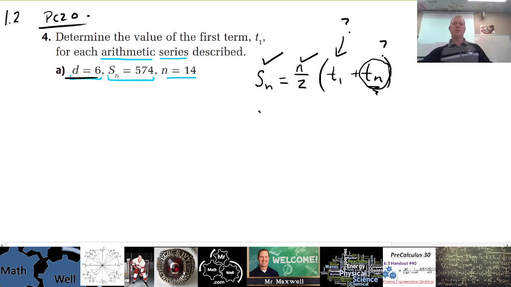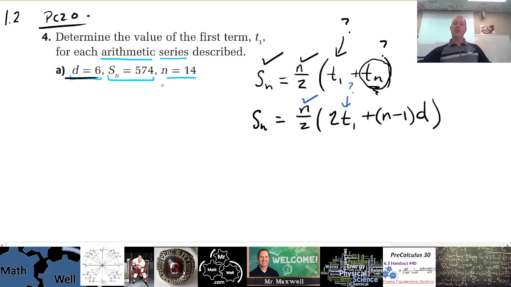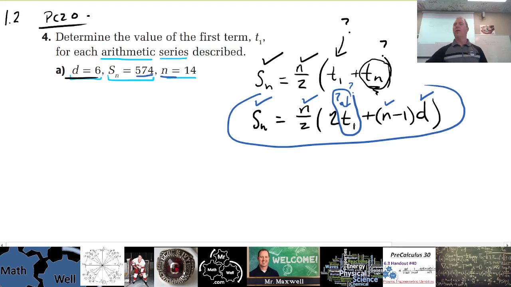Now, there is another version of this, right? And that was N over 2 times 2T1 plus N minus 1 times D. Oh, okay. Well, it's got T1, which I don't know. That's great. It's got N, which I do know. It's got D, which I do know. And I know what the sum is. So this is good because I only have one unknown in that formula that I can solve for. So does it look like we could use this formula to just solve for T1?